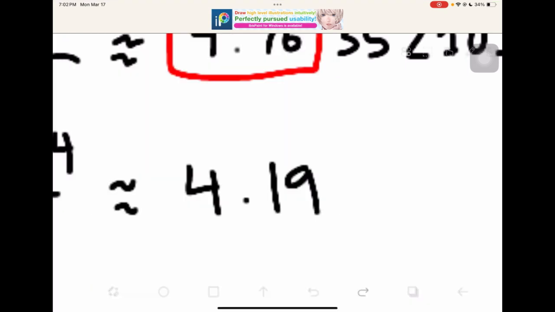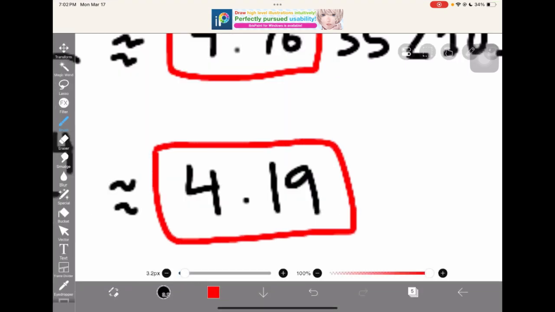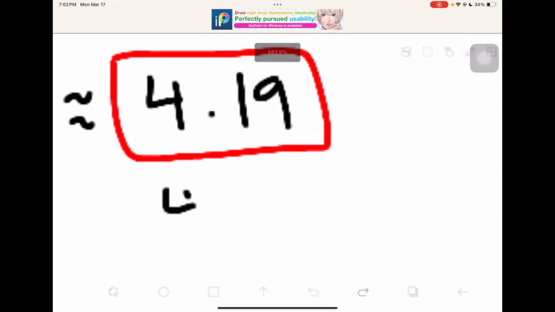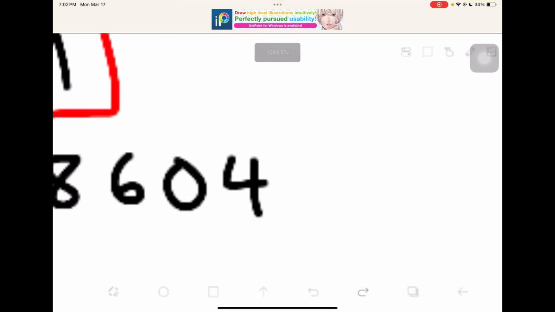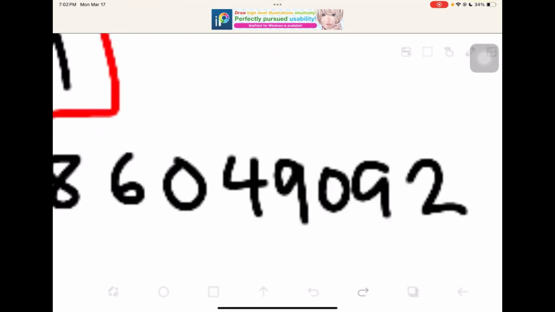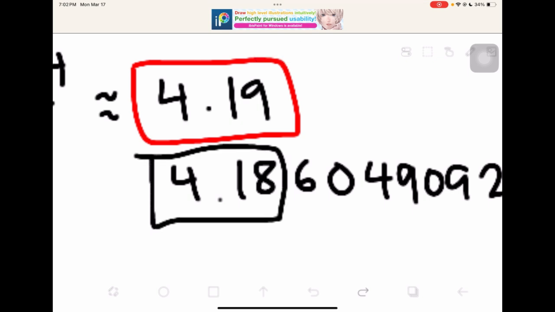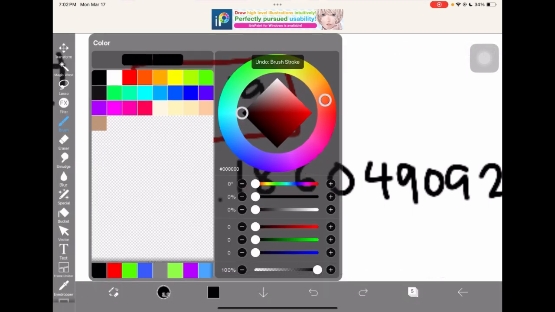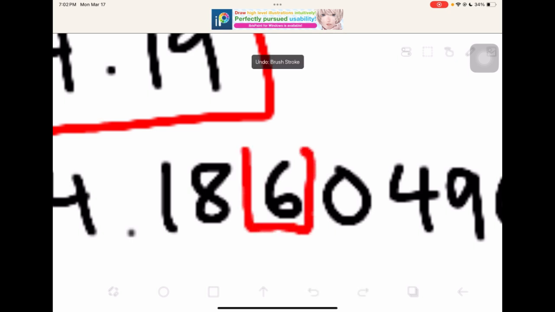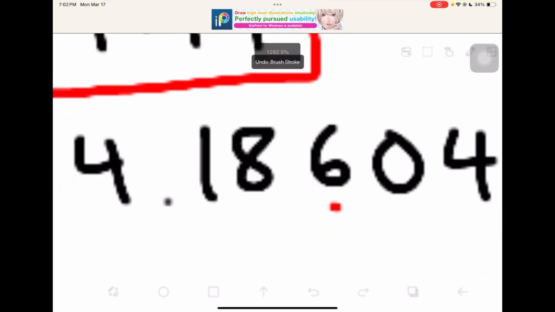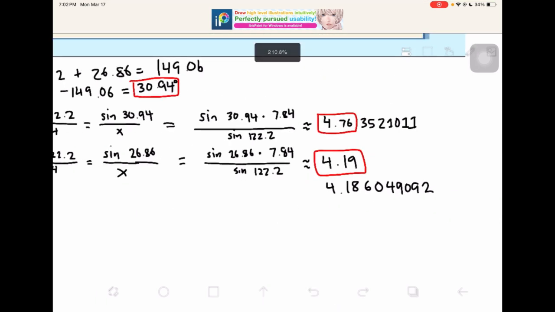But you might be asking, if you did this correctly, why do we have 4.186049092, and why didn't we do 4.18? It's because we need to look at this digit over here, the third decimal digit, and if it's 5 or above, we need to add 1 to this one. So since it's 6, we need to round up to this one, so it's going to be 4.19.